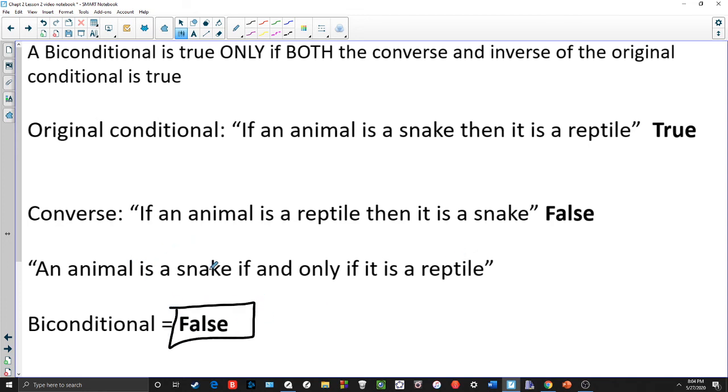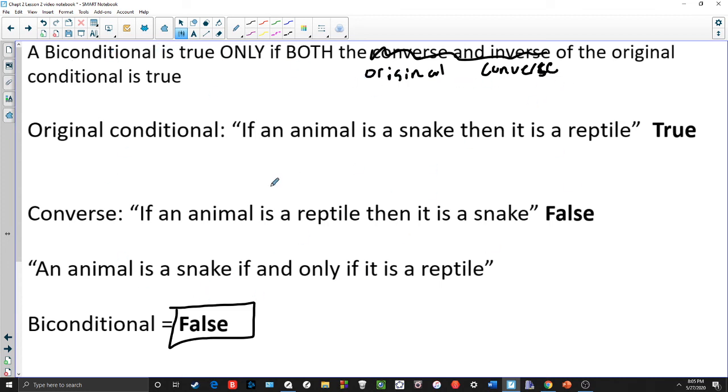Why? Well, because it is a conjunction. And this shouldn't say inverse, by the way. I miswrote this here. Let me change this right now. This should say a biconditional is true only if both the original and converse of the original are true. The inverse has nothing to do with the biconditional. That's my bad there. So a biconditional is only true if the original and the converse are both true.